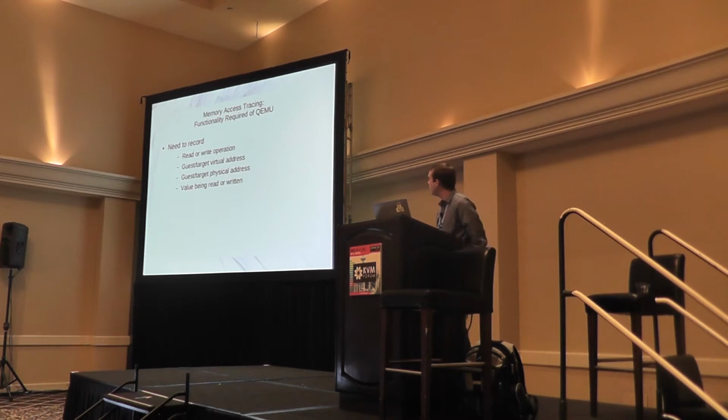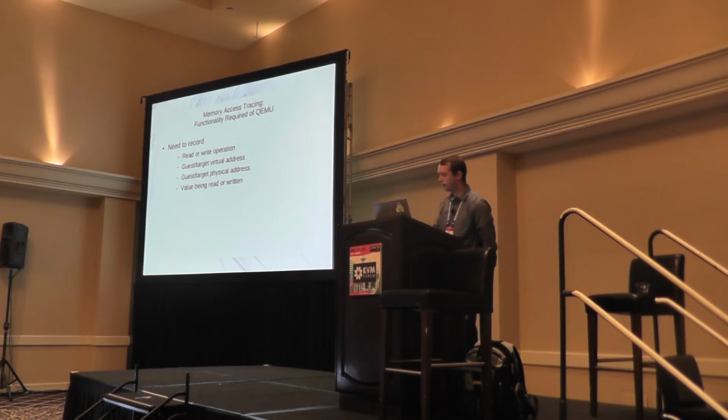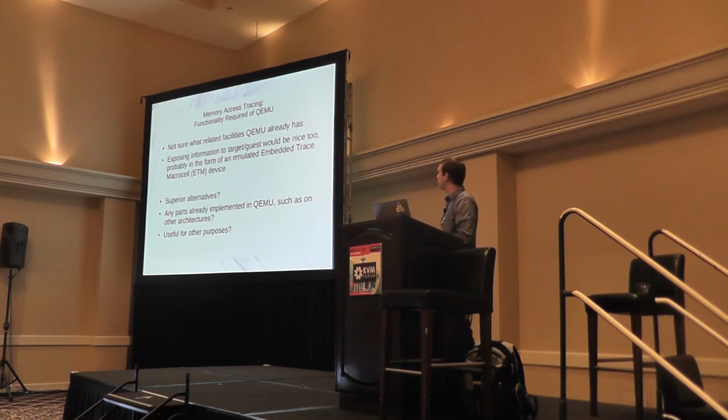And so I think here the requirements become more invasive. Read or write, yeah, no biggie, but you want both the virtual and physical addresses of the guest or target and the value. And I actually have no idea whether QEMU has this already. Again, if it could be, yes, Paolo, please.